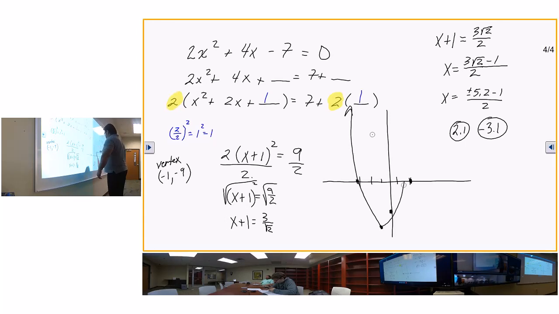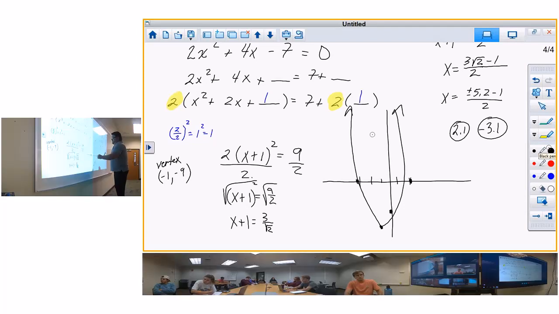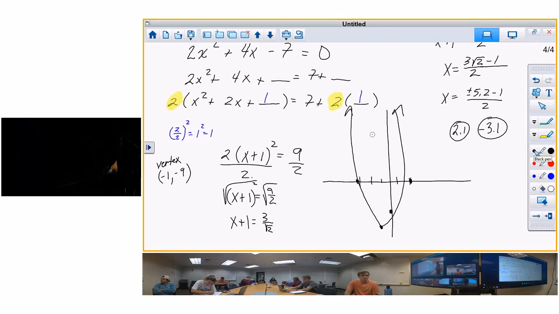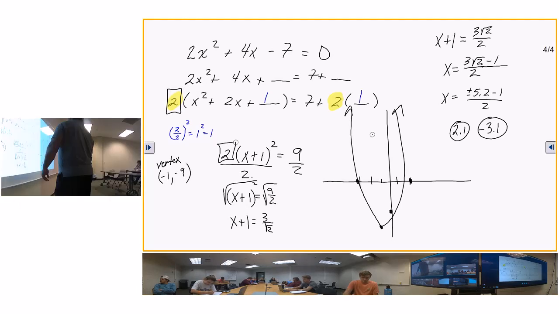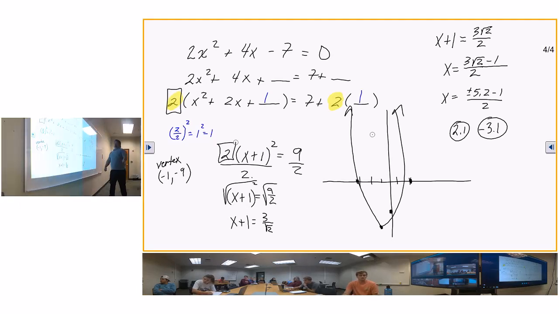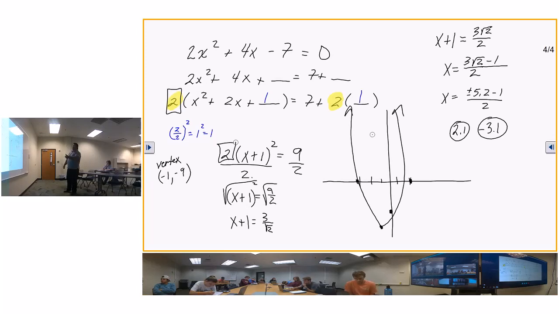What happened? Why is it skinny? Well, it's supposed to be skinny. Why is it compressed along the x-axis and stretched along the y-axis? Because of the 2. Because of this 2. Now, domain, all real numbers, range from -9 to infinity, decreasing from negative infinity to -1, increasing from -1 to what? Positive infinity. Line of symmetry, x is equal to -1.